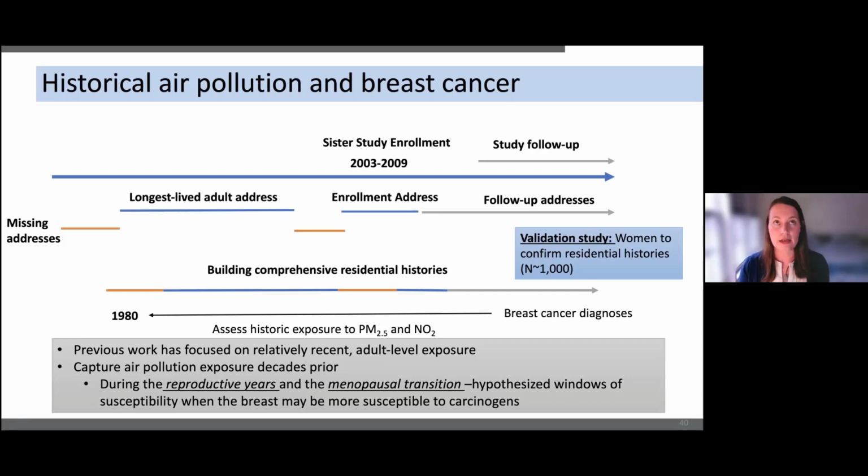And this, I think, will really get at an important limitation in the literature, is that we often have this somewhat arbitrary adult exposure, which just happens to coincide with when we enrolled people in a study. Whereas for breast cancer in particular, we know that exposure decades prior is probably very relevant, particularly during potential windows where the breast is more susceptible, such as the woman's reproductive years or the menopausal transition. And so these are considered potential biological windows of susceptibility. And so hopefully with this new resource of having these residential histories, we'll be able to both get at historic exposure, but also at these potentially a priori selected windows of time that may be more relevant.